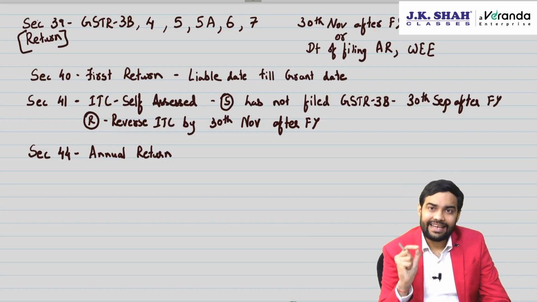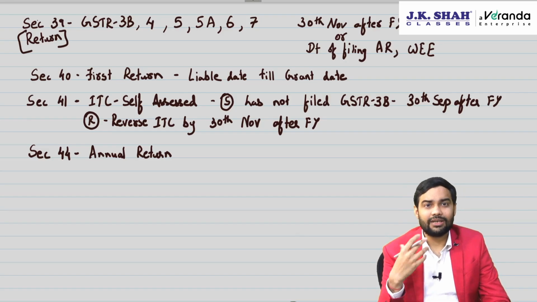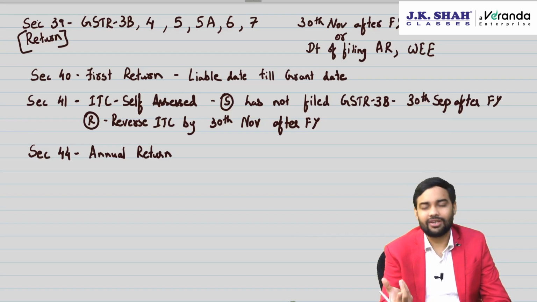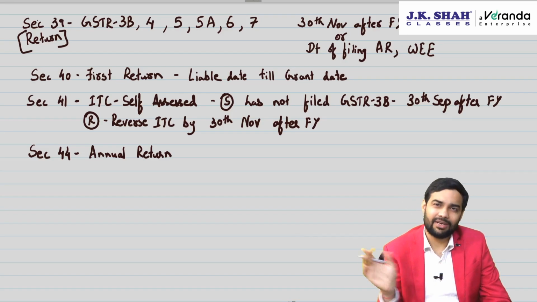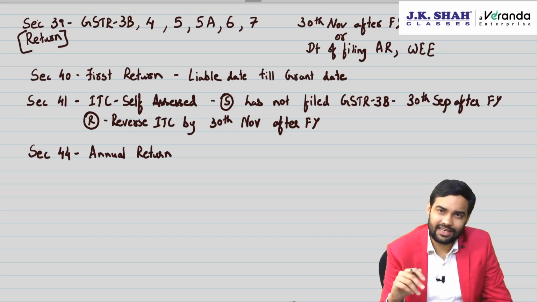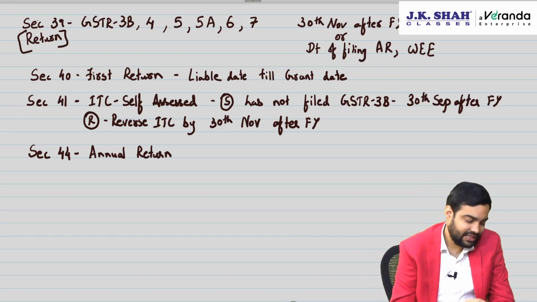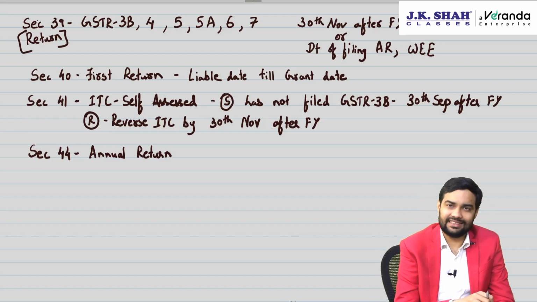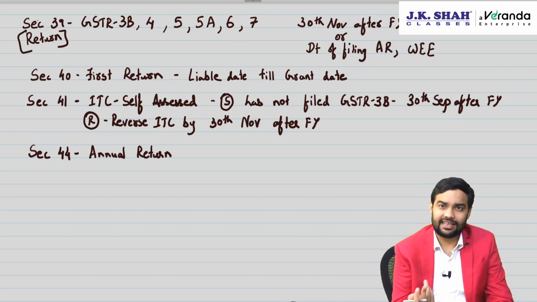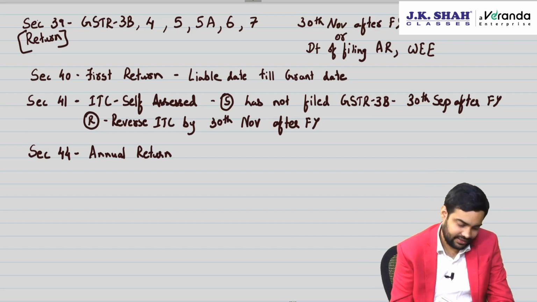9A is for composition dealer, but at present it is not applicable, because up to 2 crore normally government gives a relief. No need to file 9A. 9B is for e-commerce operators, TCS, that also is not there in real life. Due date is 31st December.